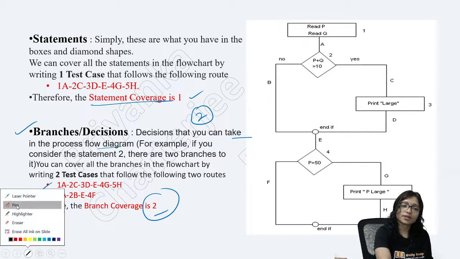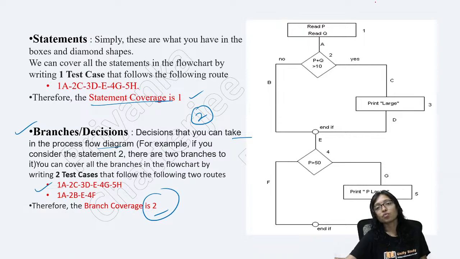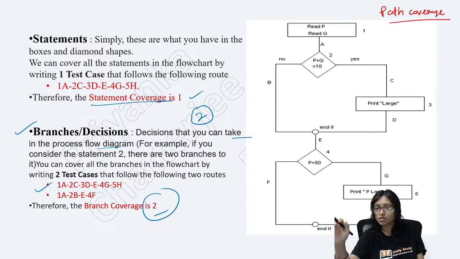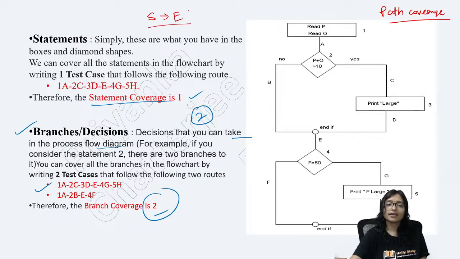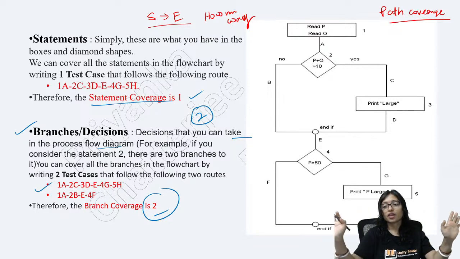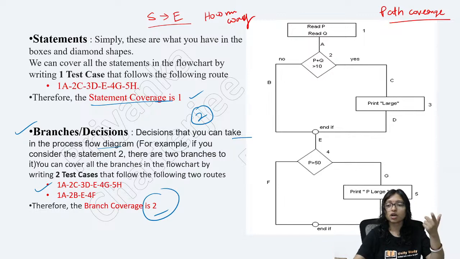Now tell me, you have to think about path. What will be the path coverage? The meaning of path coverage: what is the meaning of path? Start to end. Starting to ending, how many ways are there? How many routes are there to reach from start to end? And you have to cover all those ways. You have to create the test cases to cover all those ways. This is called path coverage.